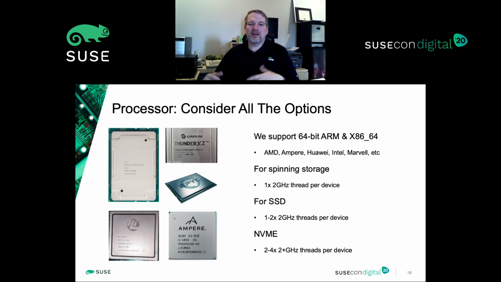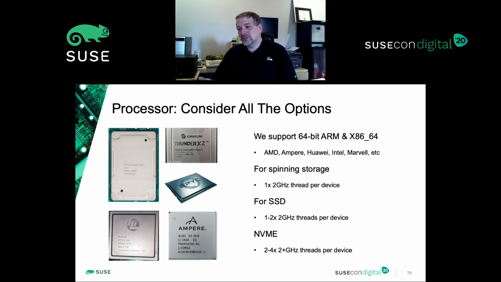So what about CPUs? Well, this is where it gets exciting. Here at SUSE, we support both x86 from obviously AMD and Intel and 64-bit ARM CPUs. We've listed a few of them here. So you've got a lot of choices in silicon. Now, there's some general rules of thumb we use around how much CPU you need, and it doesn't really matter that much which one of these processors it is.